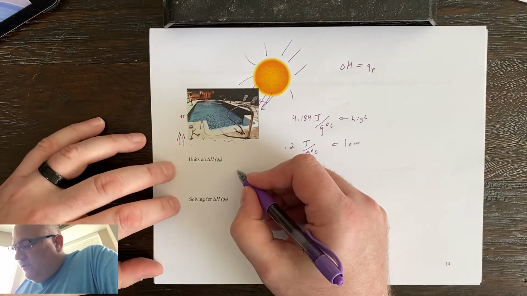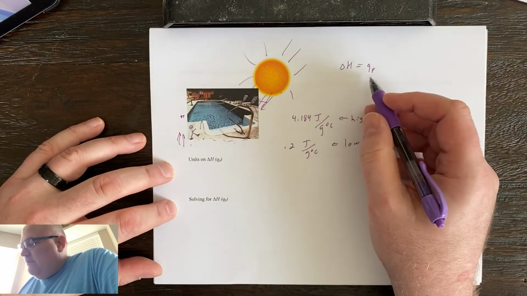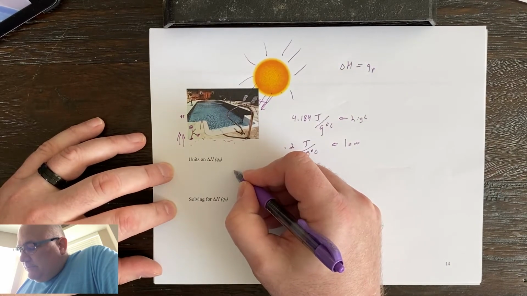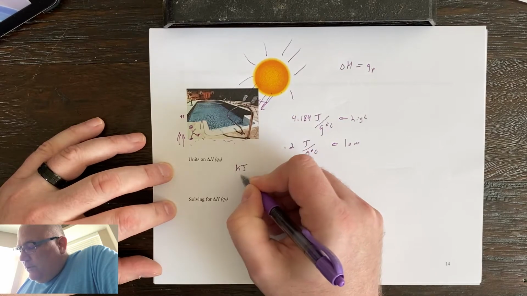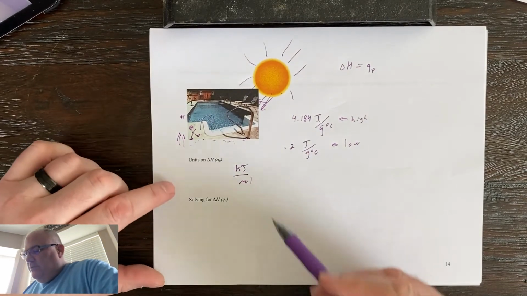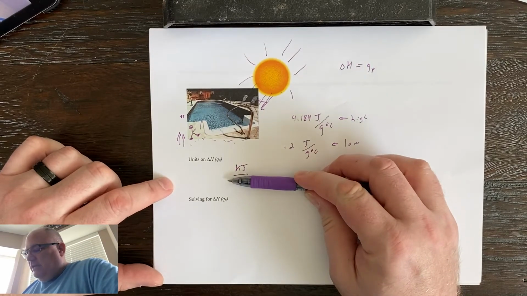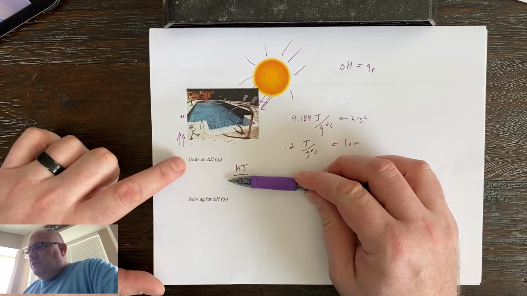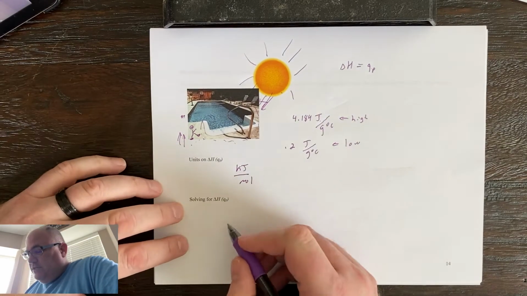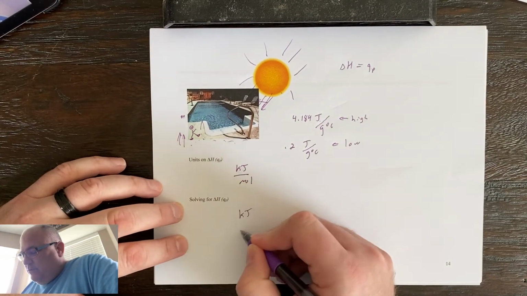So the units we use for enthalpy versus just regular Q are kilojoules per mole. Typically we figure out Q in kilojoules, but the actual change in enthalpy, they always do it per mole for some reason. Now, how would we solve for the change in enthalpy, which is again kilojoules per mole?